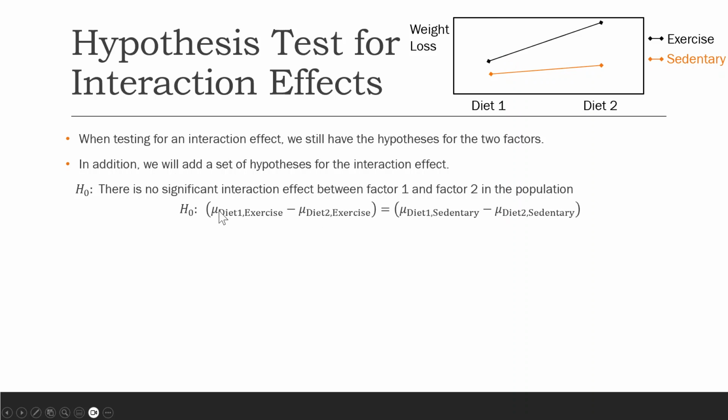I have mu diet 1 exercise. That's this point here. Mu diet 2 exercise. That's this point here. So if I take, and I know I'm doing this from a descriptive chart, but I'm just using this as an example to show us, mu sub diet 1 exercise minus mu diet 2 exercise, this subtraction here, sort of represents the vertical distance between these two points here.